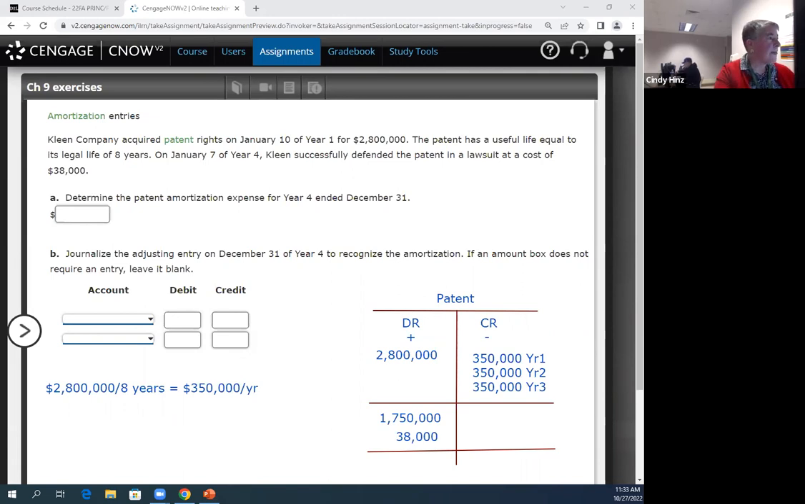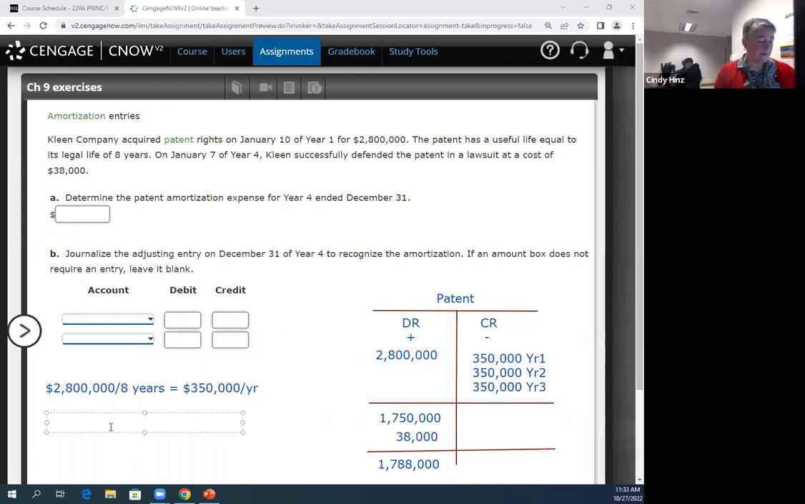And so now, what is the value of our patent after that legal defense? We've already reported 3 years worth of depreciation. And so the value was down to $1.75 million, but the cost value to us just went up by $38,000 because of what we had to pay our attorneys. And so just like we discussed in exercise 6 at the beginning of class today, we need to revise this amortization rate.